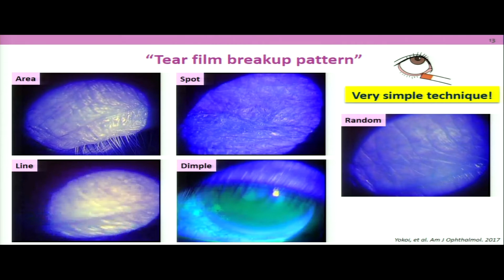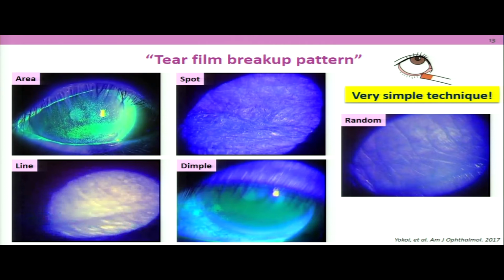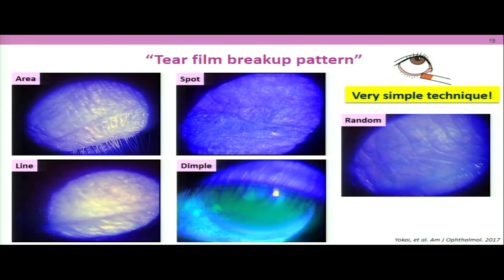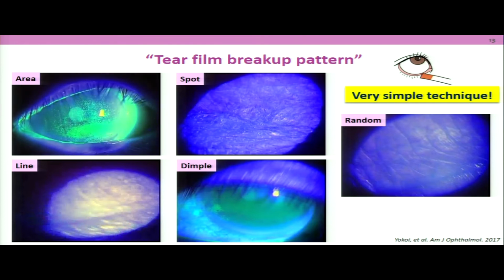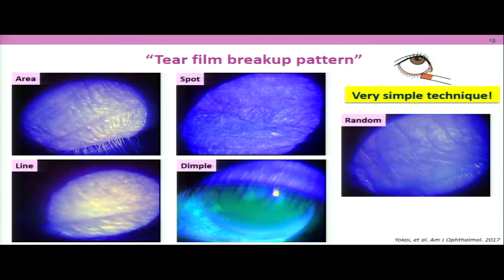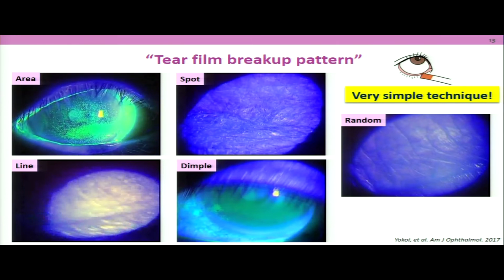Okay, so recently, Professor Yokoi in Japan proposed 5 different tear film breakup patterns. Actually, he added one more type, but right now I will just explain 5 different patterns. This we call area break. Upward movement of the fluorescein is not observed or only limitedly observed within the lower part of the cornea. Right after the blink, you can already observe tear film breakup over the whole cornea. This is associated with a severe type of aqueous tear deficient dry eye.